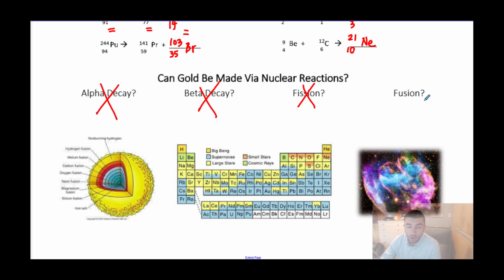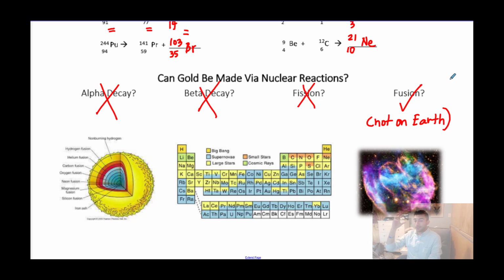So our last hope was fusion, and fusion was possible to make gold because we can take 2 elements, when we add their protons and neutrons together, could give us an isotope of gold. The problem is we can't do this on Earth because fusion reactions take way too much energy, heat, temperature, pressure to occur on Earth. That's why they only occur in outer space, in the stars, and like in our sun.